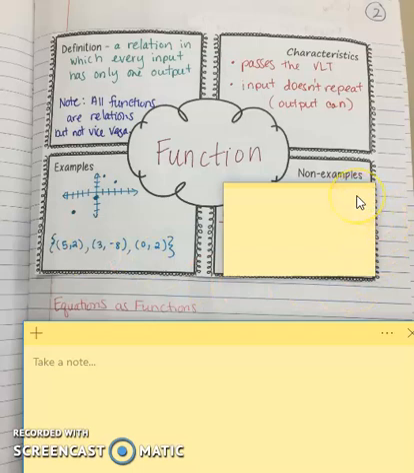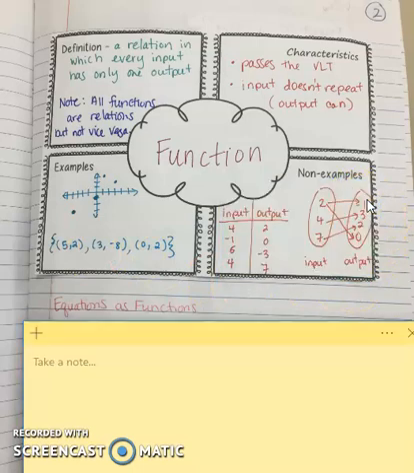Some non-examples of functions. We have one that's a table and one that's a mapping. These are both relations. So these two examples of relations are not functions. In the first one, with the table, looking at the input, you'll see that the number 4 pairs up twice with two different y values. 4 goes with 7, and it also goes with 2. That means it cannot be a function because the input repeats.